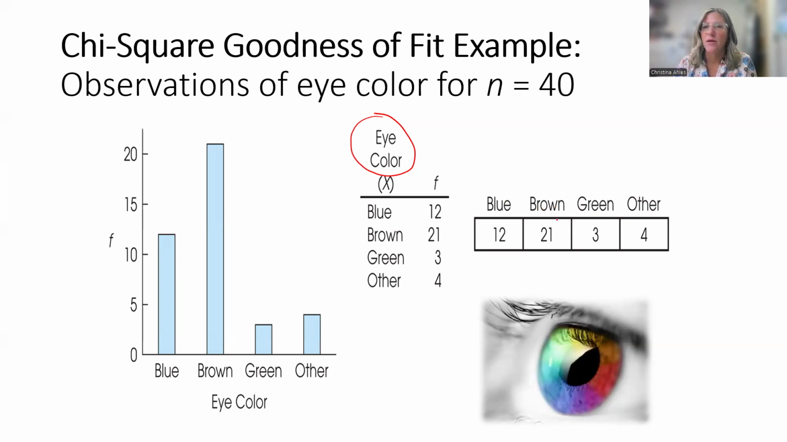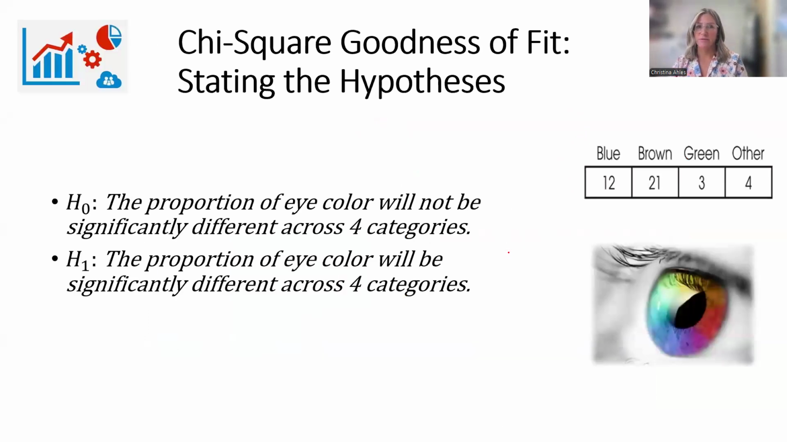Who knows? All these right here, the 12, 21, 3, and 4, these are our observed frequencies, f sub O. So 4 people had other, probably had hazel or something, or gray eyes. 3 people had green eyes, 21 people had brown eyes, 12 people had blue eyes. So our combined sample size is 40 for the entire study. So we have our observed frequencies. Let's explain how we would get our expected frequencies.